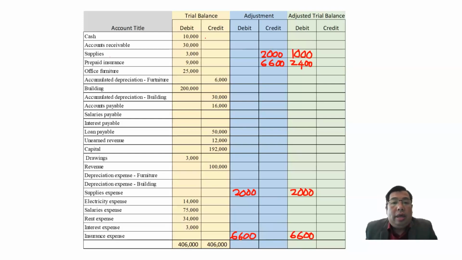Okay, can we check again? 3,000 debit, this one 2,000 credit. That's why we get 1,000. Same goes to the second one. 9,000 debit, and this is credit. That's why we have 2,400. So that is the adjustment for supplies and prepaid insurance.